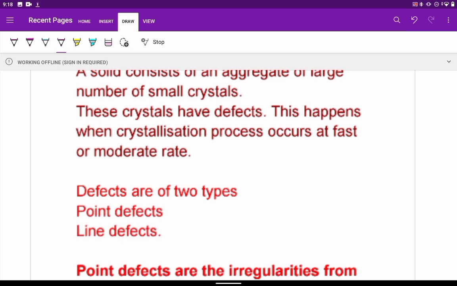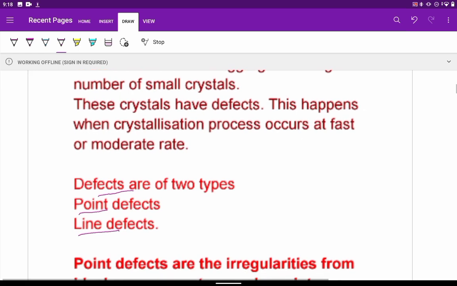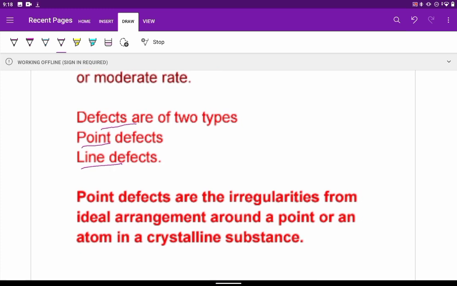First of all, we study that the defects are of two types. One is point defects and line defects. Let us see one by one. The point defects are the irregularities from ideal arrangement around a point or an atom in a crystalline substance. So in a crystalline substance, when there are irregularities from the ideal arrangement around an atom, it will be point defect.